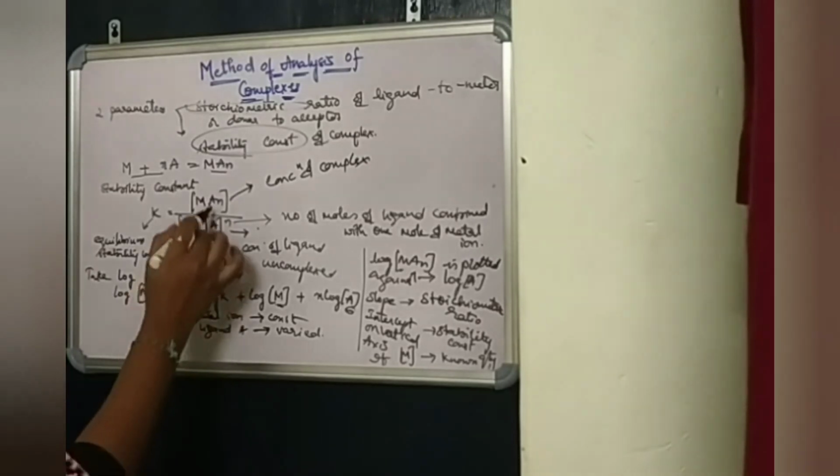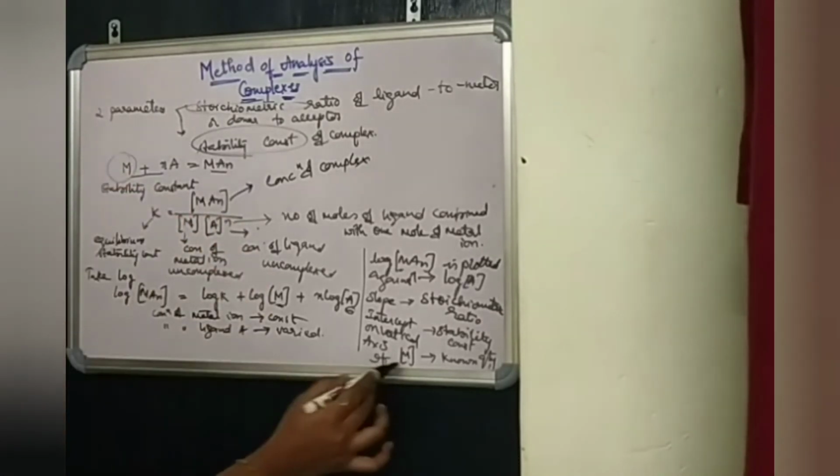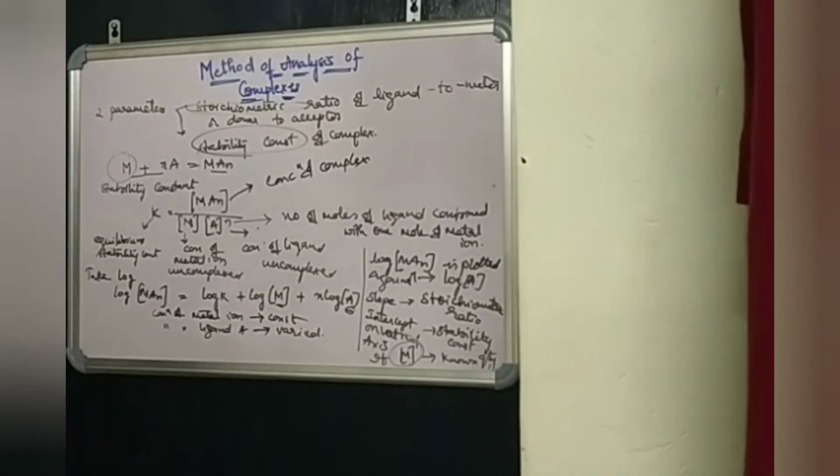And if the concentration of metal ion is of a known quantity, we can plot a graph between the complex versus the ligand, and the slope yields the stoichiometric ratio and the intercept on the vertical axis yields the stability constant. By that, the two parameters of complexes can be obtained.